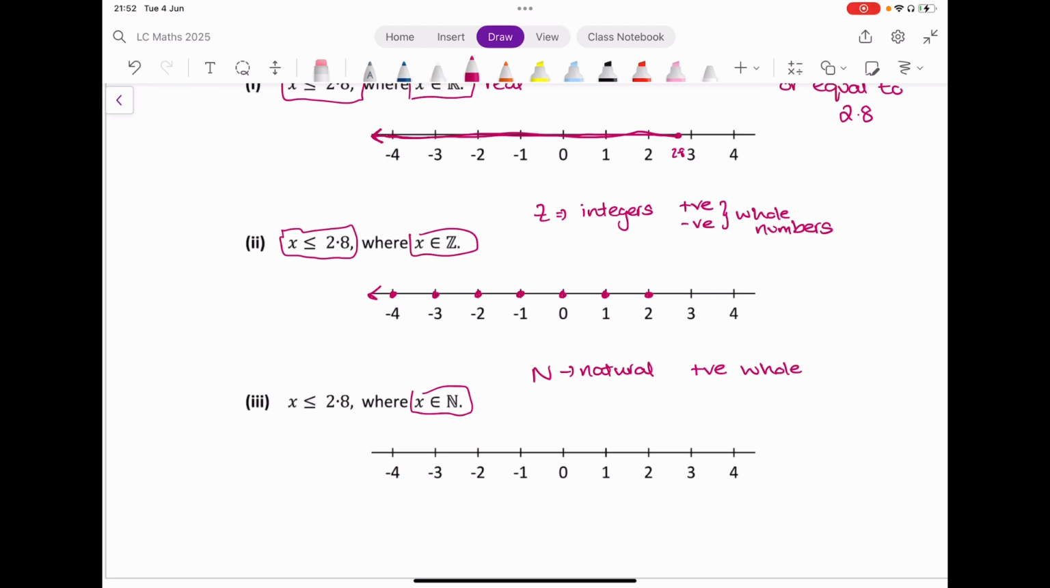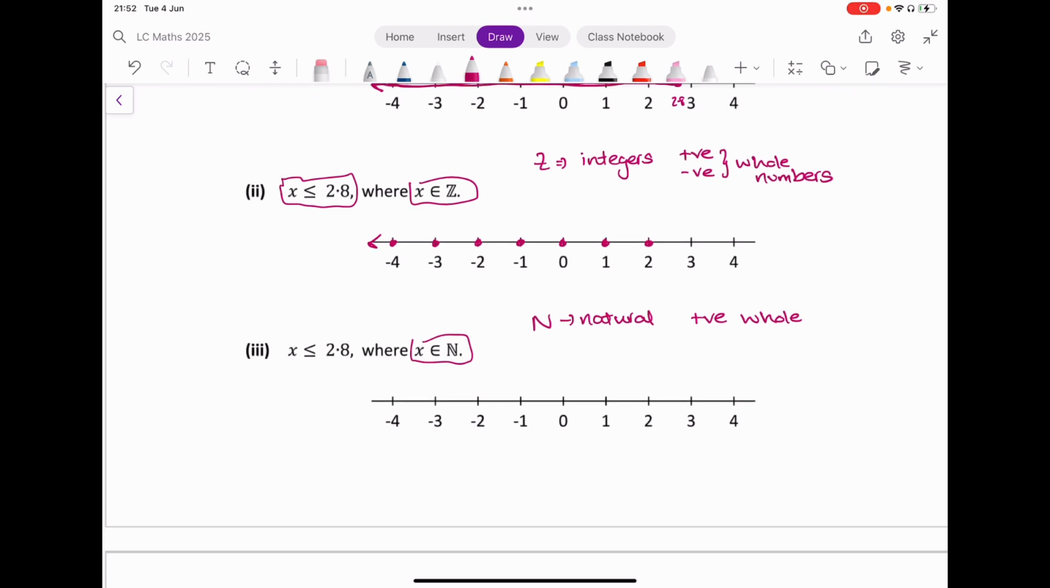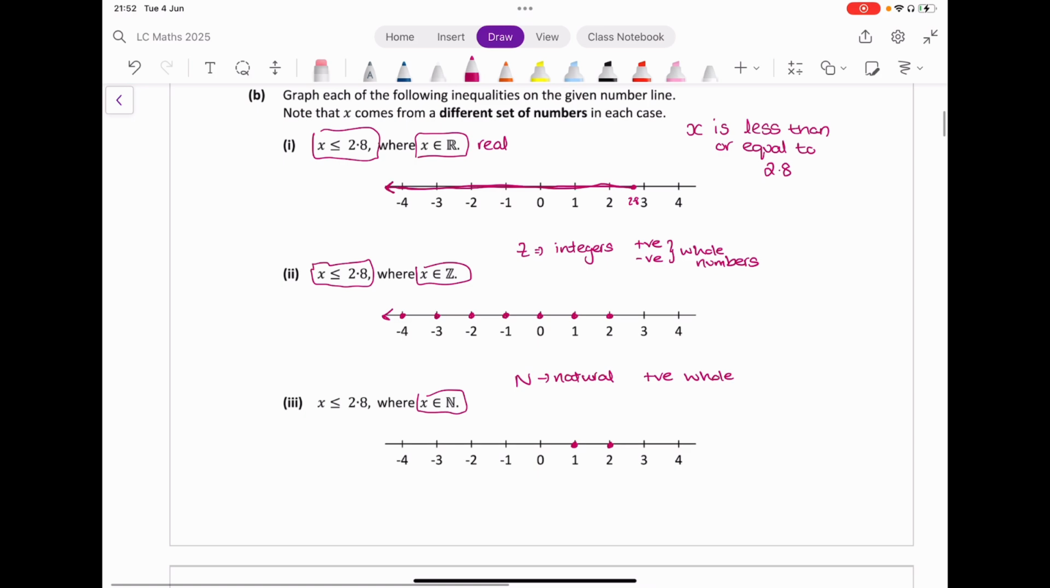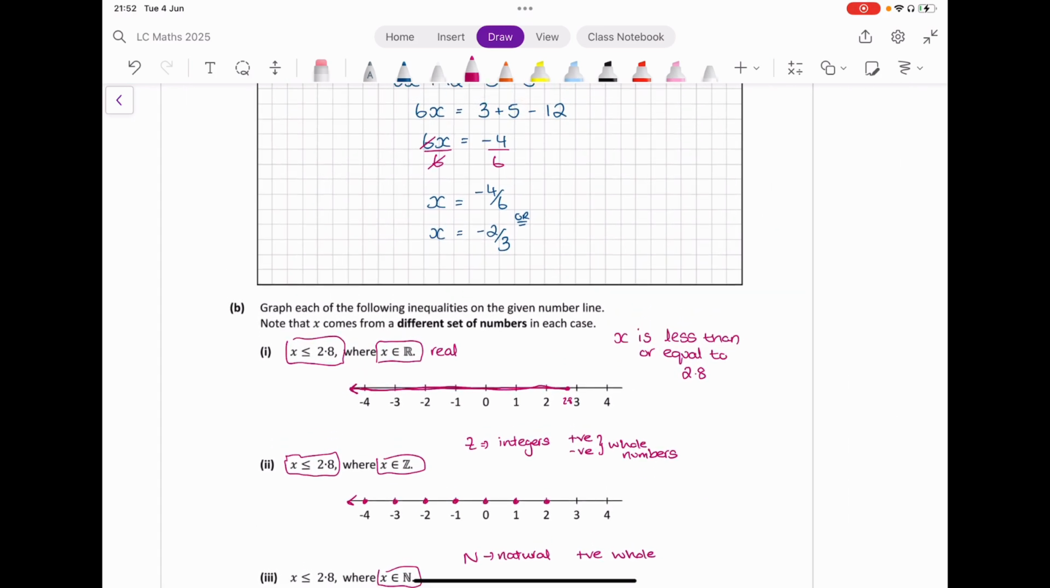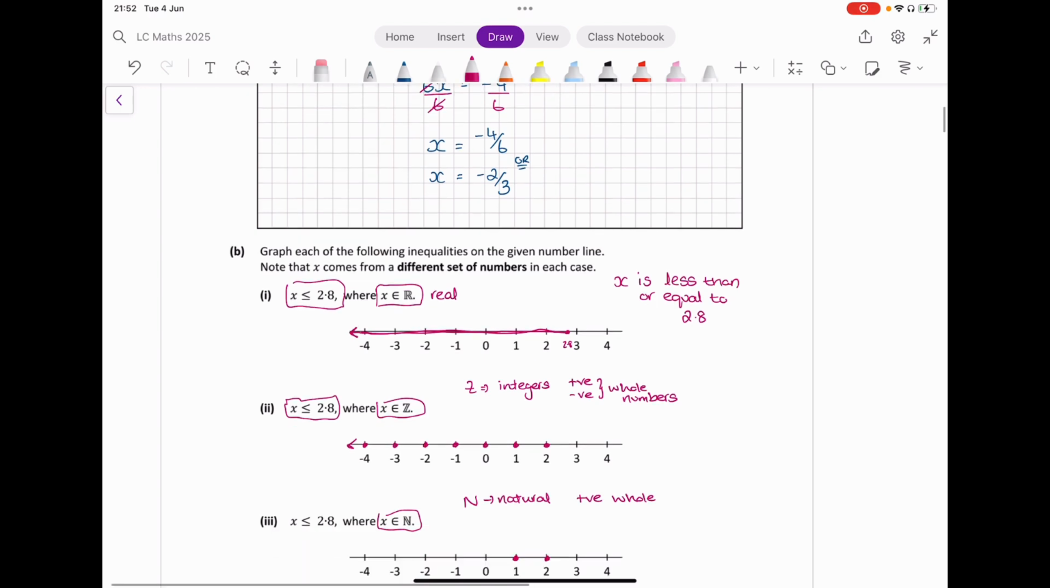Okay, so there's only two positive numbers that are less than 2.8, and that is 2 and 1. 0 is not a natural number. Okay, and that is the first question done. So the top one there, worth 15 marks. The second part is worth 5 marks.